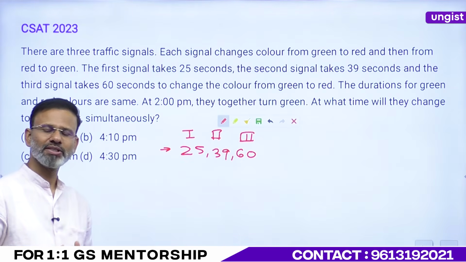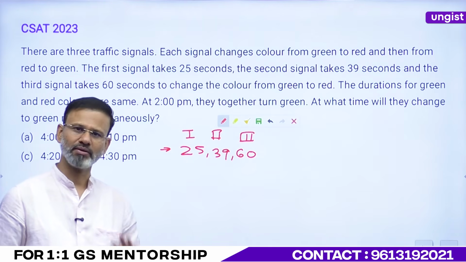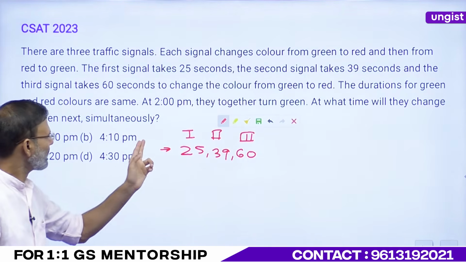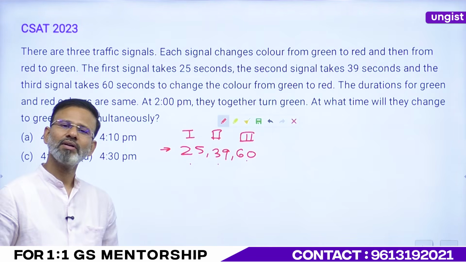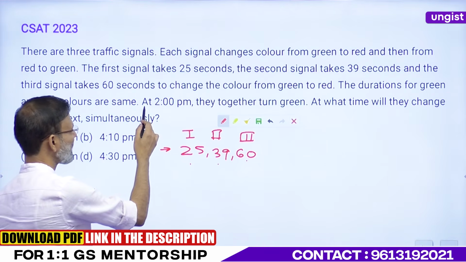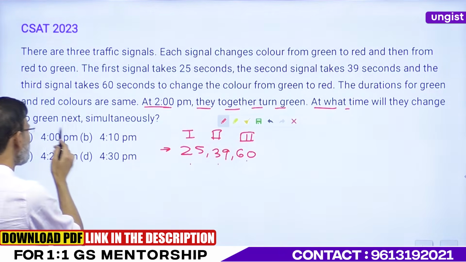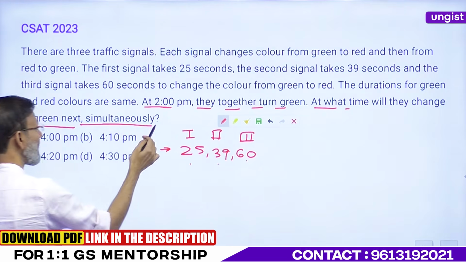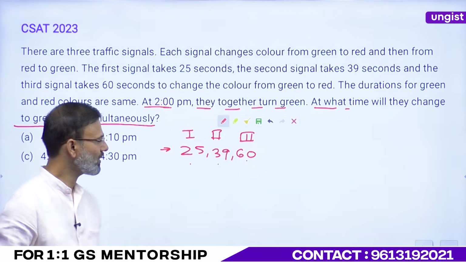Now, 2023 question. The question is saying there are 3 lights which are changing from green to red and red to green. Okay. In 25 seconds, 39 seconds, and 60 seconds respectively. All right. So, what is the question? Question is saying at 2 p.m. together they turn green. At what time will they change to green next simultaneously? Simultaneously means you have to take the LCM of these numbers, right?